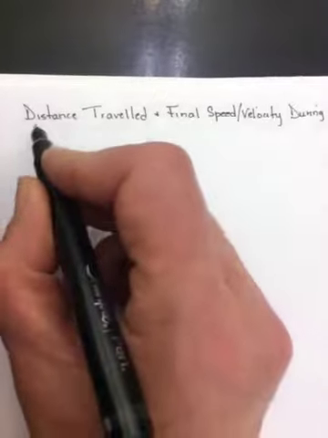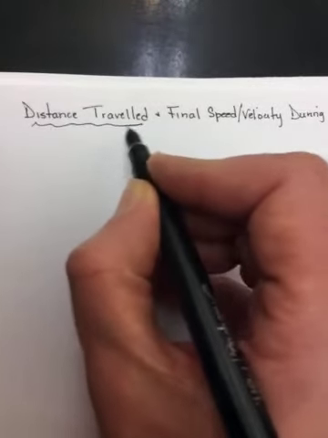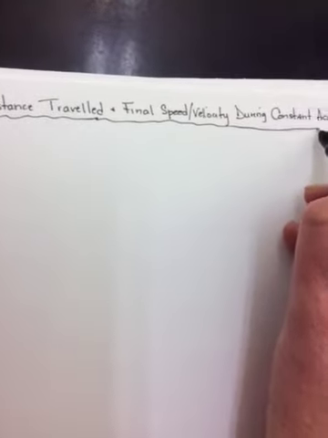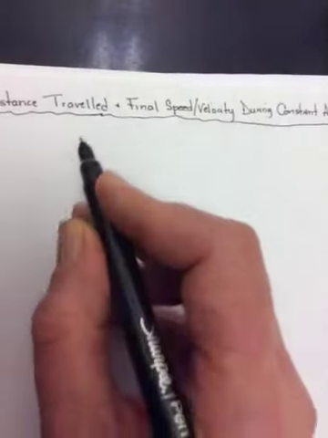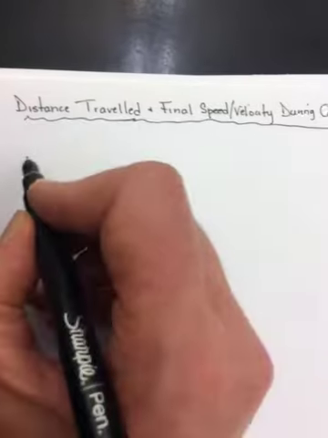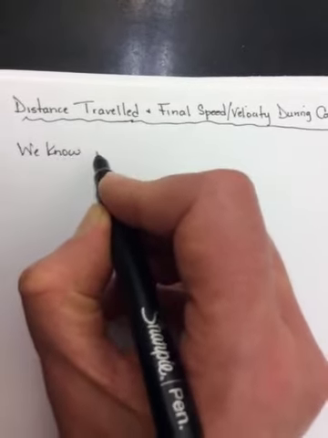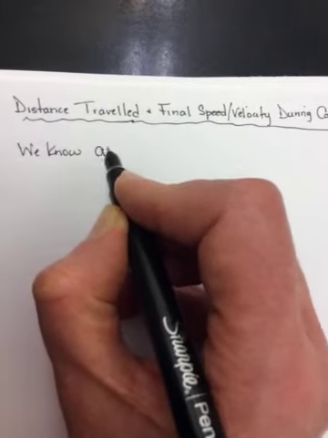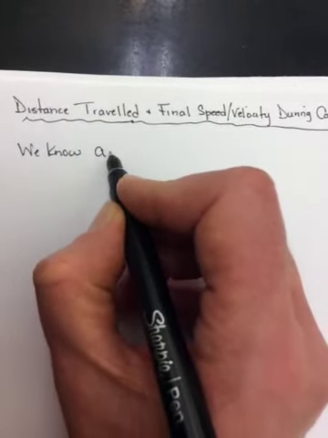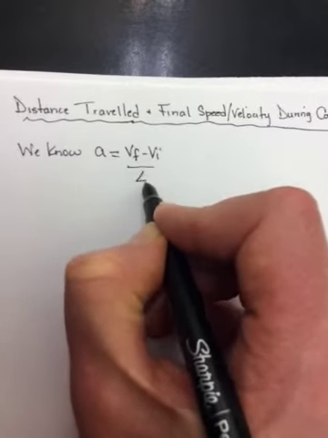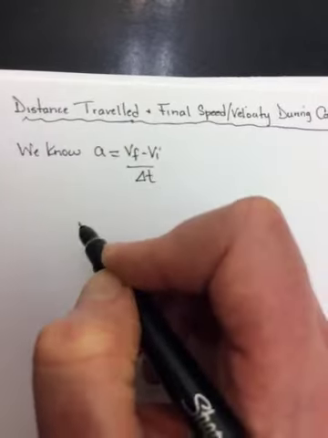Okay, so what we're looking for is an equation for distance traveled, or the displacement, and the final velocity or final speed during a constant acceleration. So first for distance traveled. We're going to start with what we know. We know from grade 10 science and earlier in grade 11 physics that a is equal to vf minus vi over delta t. That equation you should recognize.